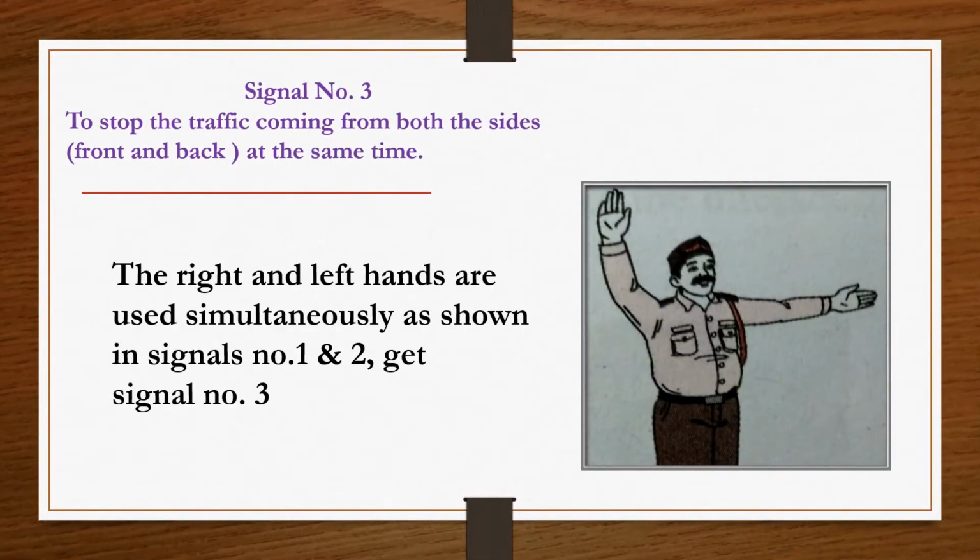Signal number 3, to stop the traffic coming from both the sides, that is front and back, at the same time. Students, signal number 3 is a combination of signal number 1 and signal number 2, which we have learned earlier. You can see in the image how this policeman is standing. The right and left hands are used simultaneously.